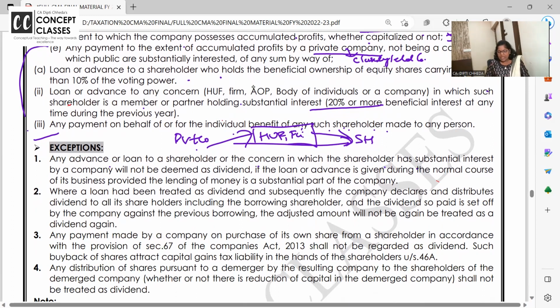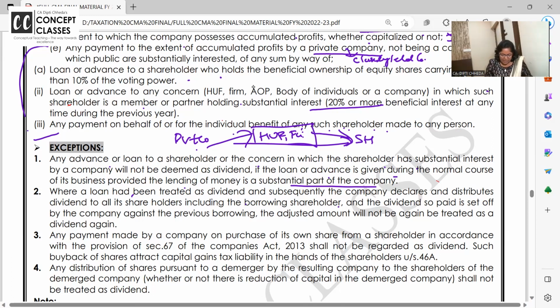Exception. Any loan or advance to the shareholder in which shareholder has substantial interest will not be treated as dividend if loan or advance is given during the normal course of business, provided lending of the money is substantial part of the company. Where loan or advance is treated as dividend and subsequently the company declares and distributes dividend to shareholders, including borrowing shareholder, ये एक अलग point है, and dividend so paid is set off by company against the borrowing, adjustment amount will not be treated as dividend again.